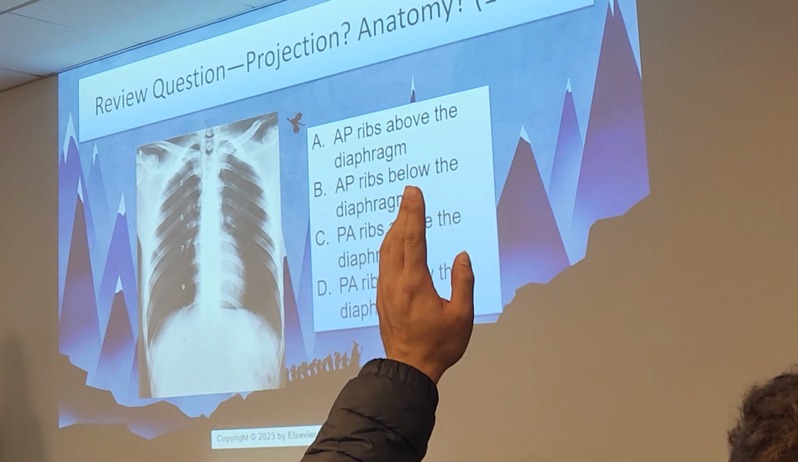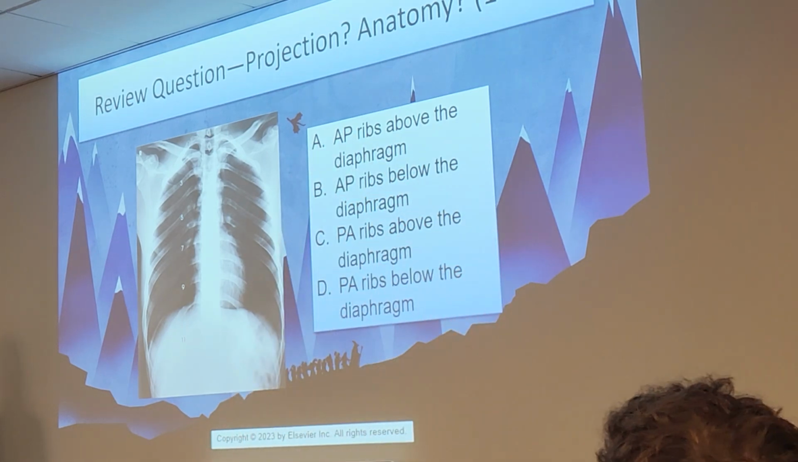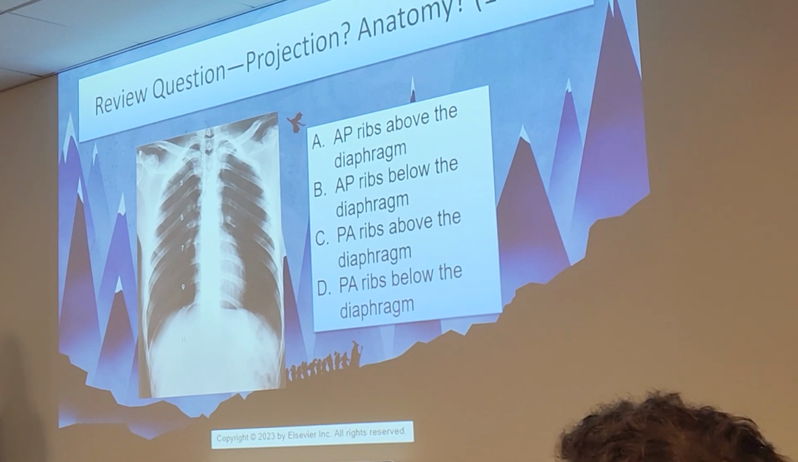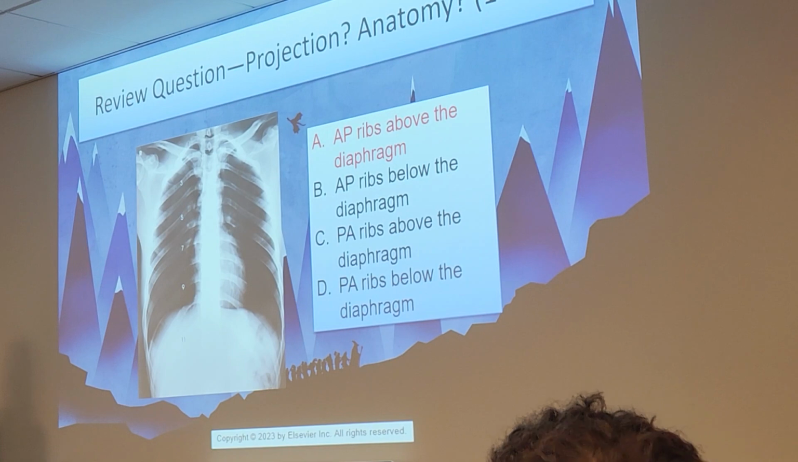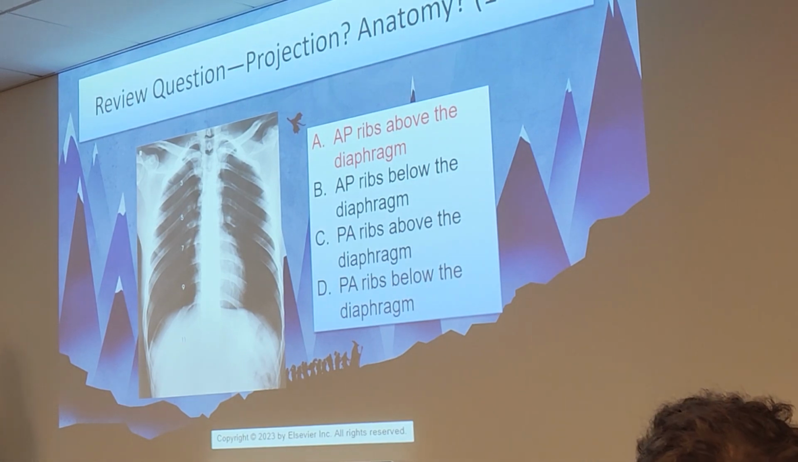It's C. I hear an A. I think it's A. It is A. Why is it A? Look at the clavicles. If your clavicles are all the way towards the apices, that's an AP. If they're a little bit lower, that's going to be your PA. It's only if you can't see the difference between the posterior and anterior aspects of the ribs clearly. It's another way to tell.